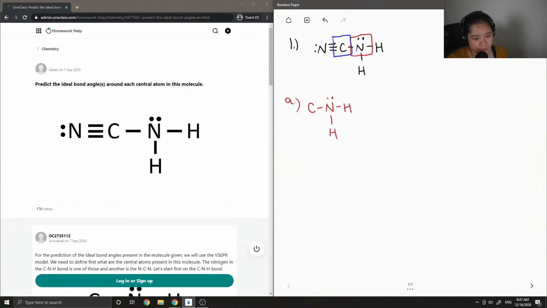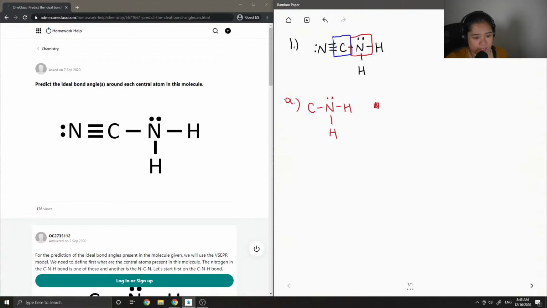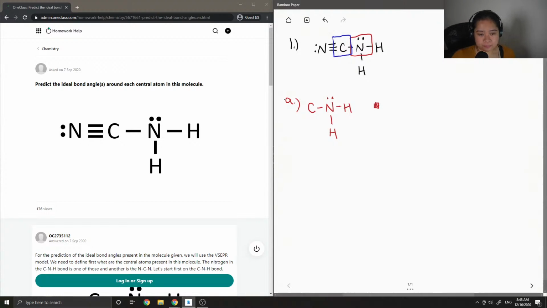If we look at the structure of this compound, we're mainly interested in how many bonding pairs it has and how many lone pairs it has. By bonding pairs, it means a bonding group. So in the case of this nitrogen, it has 3 bonding pairs, the carbon and the 2 hydrogens. So I'm just going to write 3 bonding pairs. And you'll notice it also has 1 lone pair.